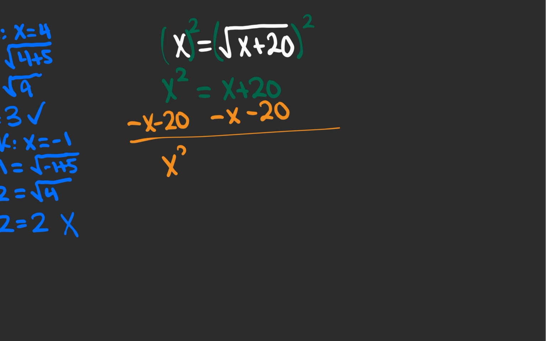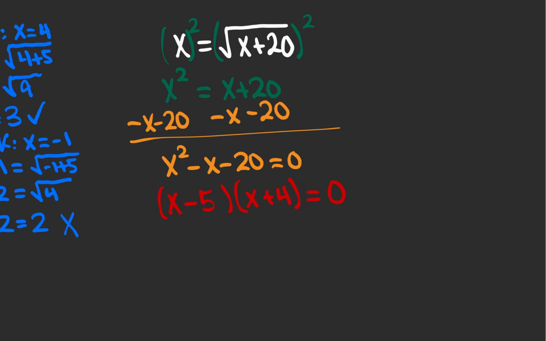Okay, so we have x squared minus x minus 20 is equal to 0. We then find the factors for this one. Looking at this quadratic, the factors are going to be x minus 5 and x plus 4. And it makes sense, right? If you look at this, negative 5 times positive 4 will give you negative 20. Negative 5 plus 4 will give you negative 1, which is the middle term that you're looking for.